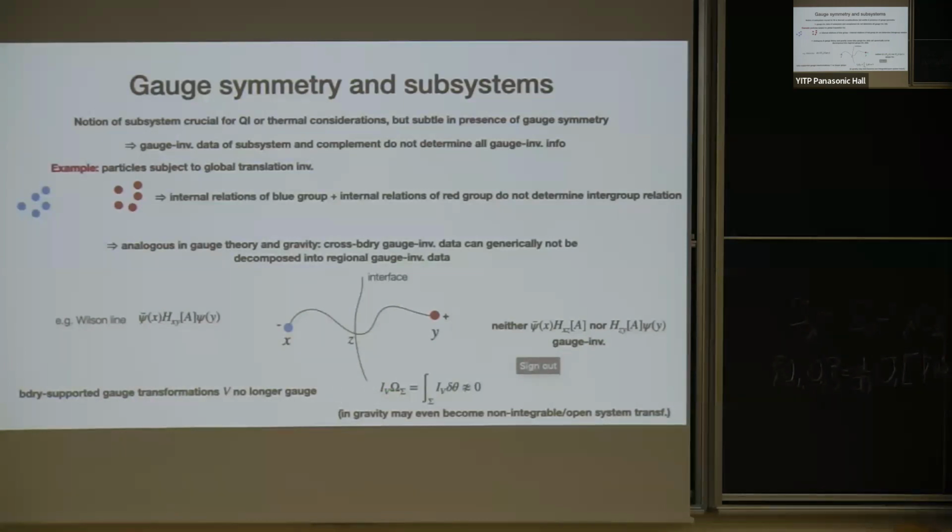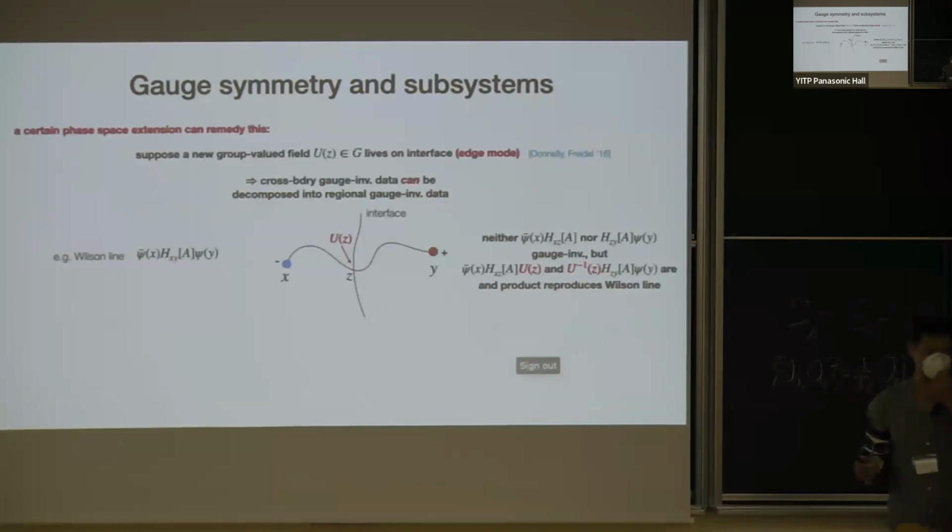And in gravitational theories, it even turns out that they are in general not integrable, and that makes a lot of physical sense. If you have diffeomorphisms with support on the boundary of your finite subregion, and they act transversely to the boundary, then it changes what you mean by a subsystem, and it corresponds to something like open system dynamics.